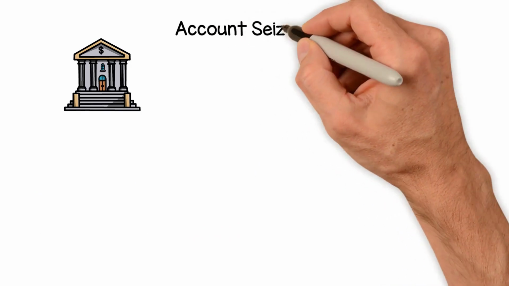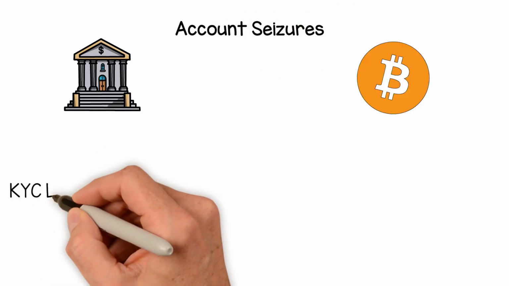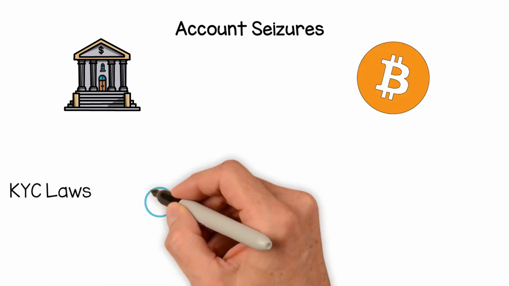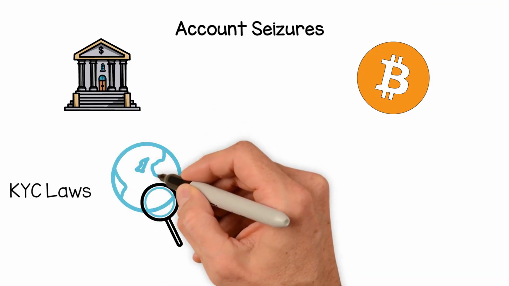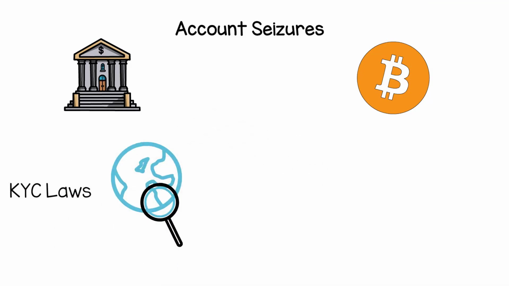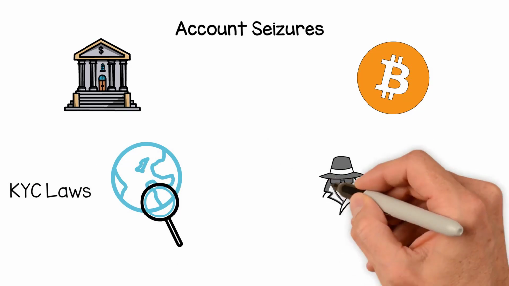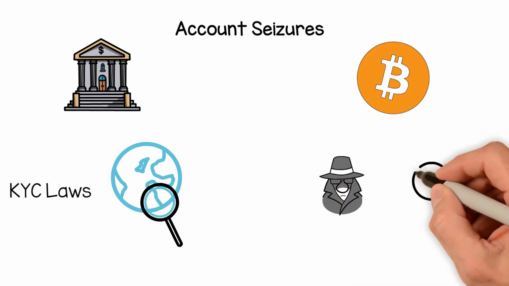Account seizures. Due to KYC laws, governments can easily track people's bank accounts and seize the assets within them for a variety of reasons. If Bitcoin is used anonymously, governments would have a hard time tracking it down to seize it.